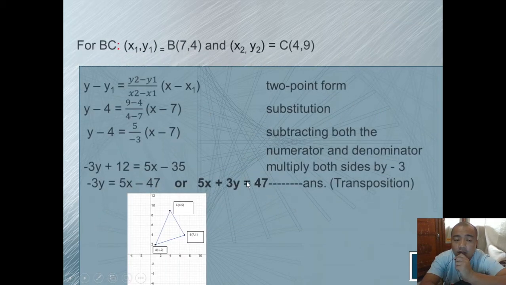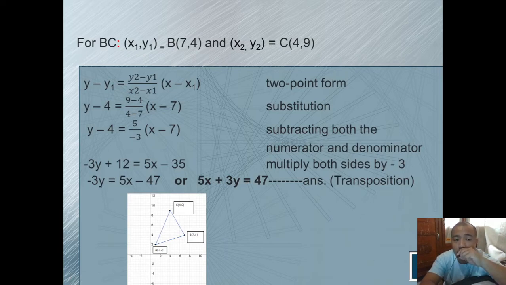Let's proceed to the next side, which is the side BC. For BC, the points involved are point B and point C. For point B, (7, 4), and for point C, (4, 9). Okay, we use again the 2-point form of the equation of a line. X sub 1, y sub 1, (7, 4). X sub 2, y sub 2, (4, 9). Substitute to the 2-point form of the equation of the line. So we have y minus 4 equals 9 minus 4 over 4 minus 7 times quantity x minus 7. 9 minus 4 is 5, 4 minus 7 is negative 3. Negative 5/3 is the slope of the side BC.